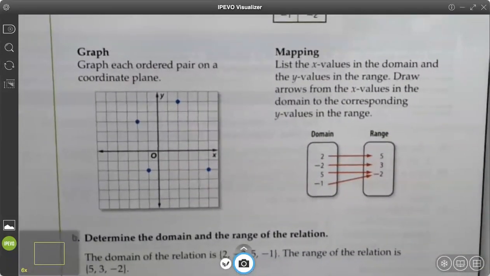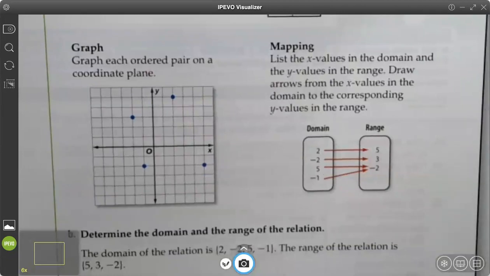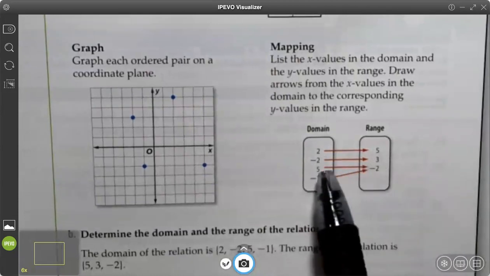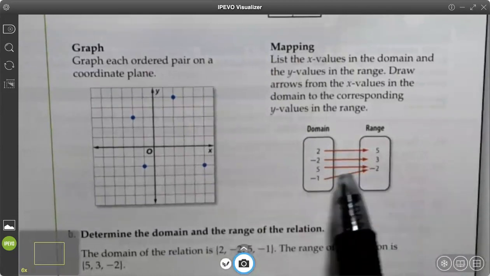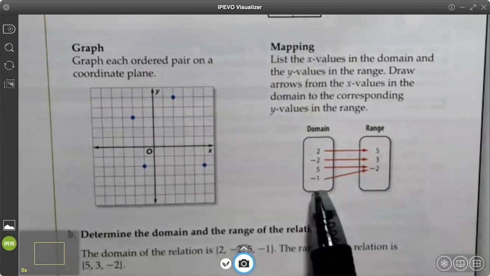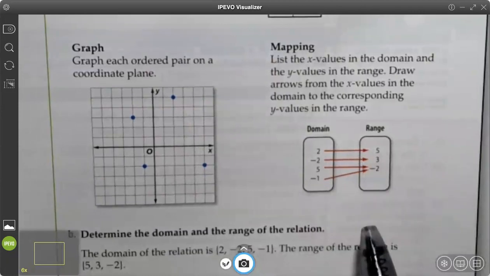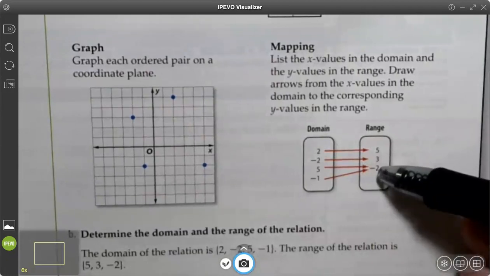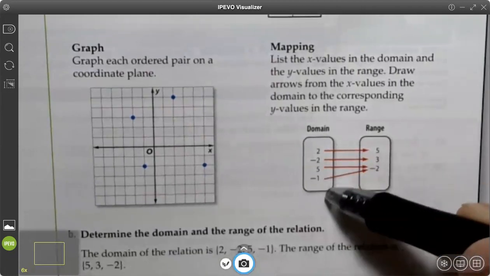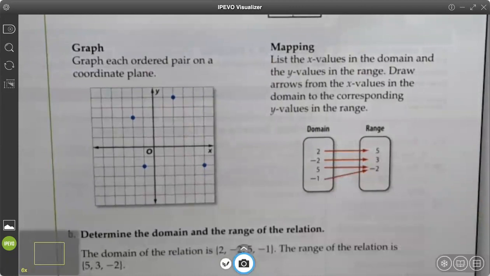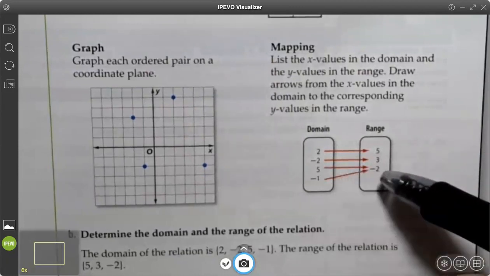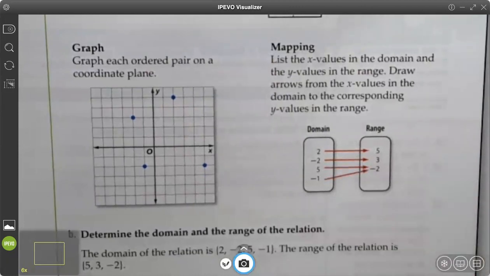Is this a function? The answer is yes. Every x value has only one y value. The x value of 2, one y value. X value of -2 has 1, 5 has 1, and -1 has 1. Every x value has only one y value. Now, my y value of -2 has two different x values, but that doesn't matter. Does every x value have only one y value? And in this case, it does.